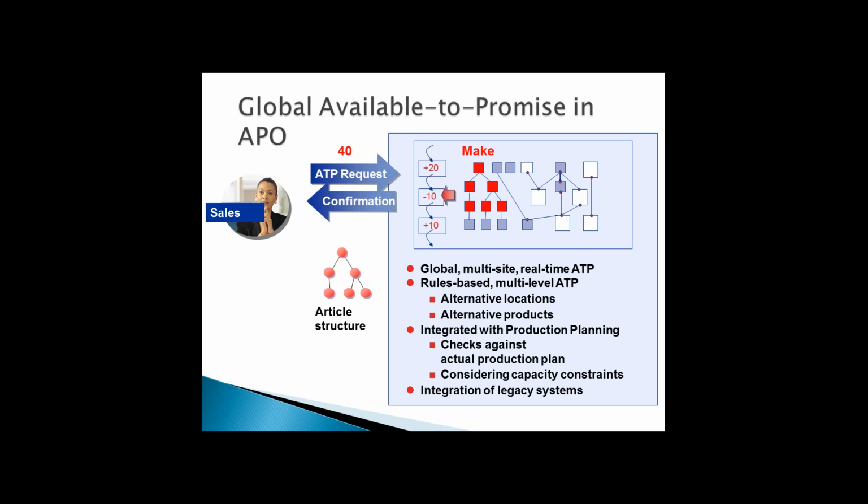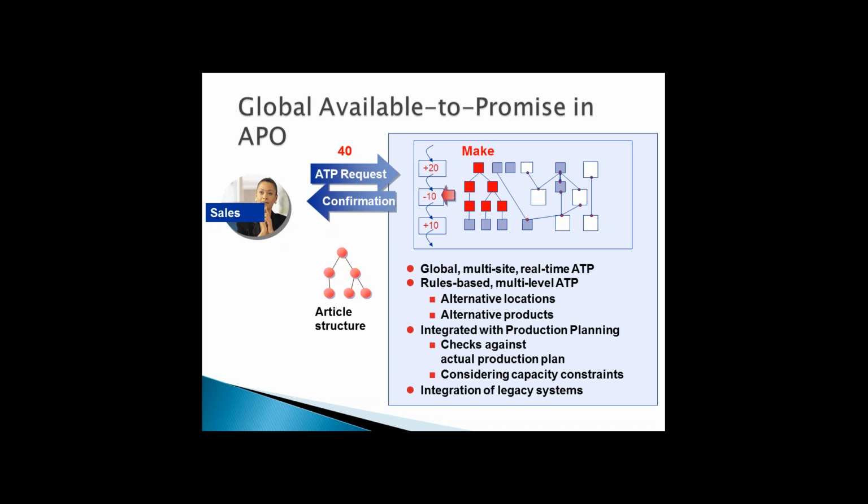Okay, this is GATP, Global Availability to Promise. So if you have GATP, the ATP request will go to GATP. As a result of GATP, you will get the confirmation to the sales department. They will get, okay, when they can supply the goods to the customers. So the additional features available in GATP are global and multi-site real-time ATP, rules-based ATP, multi-level ATP, alternative locations and alternative products. That we have already discussed. The alternative location is nothing but location substitution. Alternative products is nothing but product supersession.